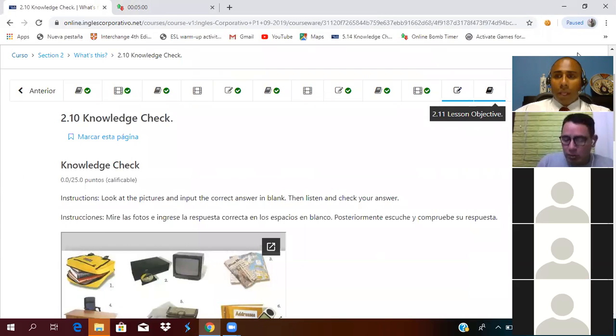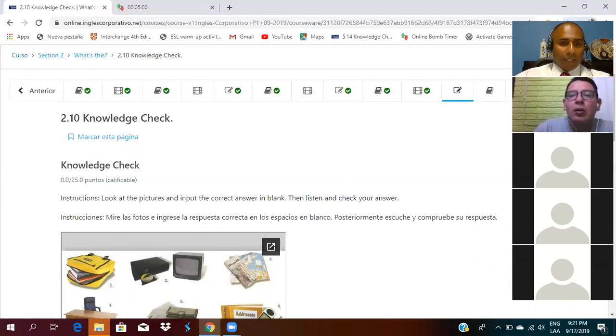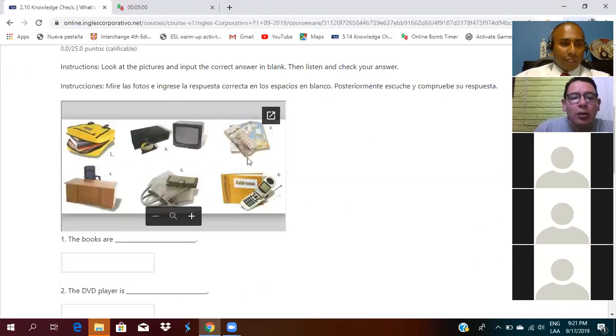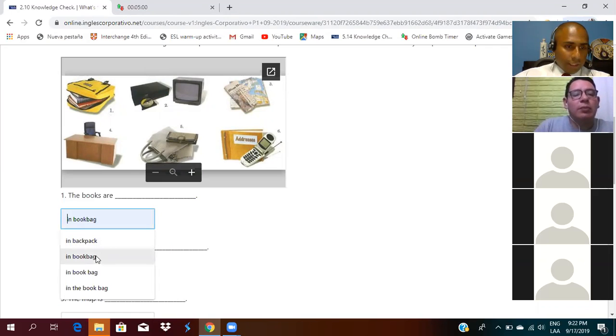Instrucciones. Mire las fotos e ingrese la respuesta correcta en los espacios en blanco. Posteriormente, escuche y compruebe su respuesta. All right, so we're going to be looking at this picture right here, and you're going to complement the sentence. For example, the books are in the book bag. In the book bag.